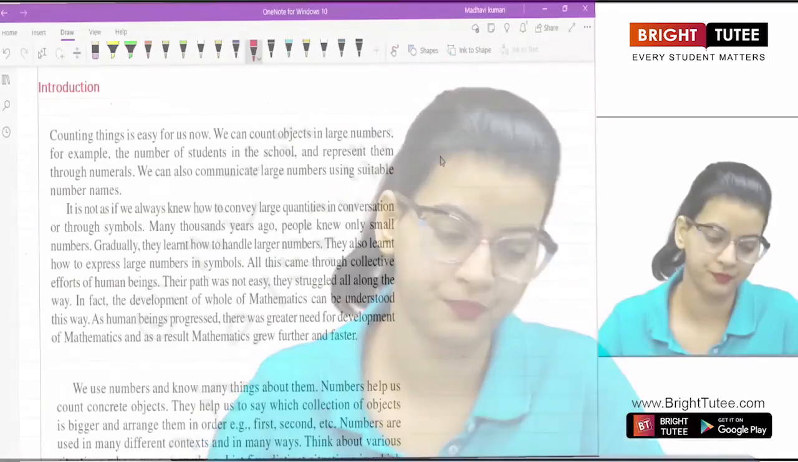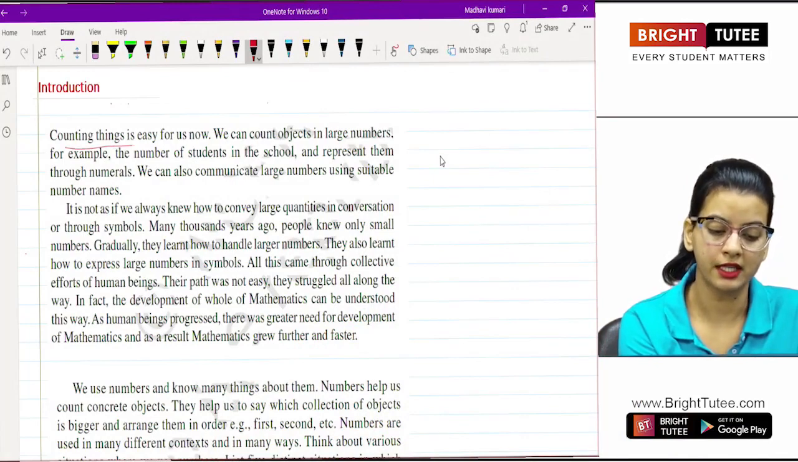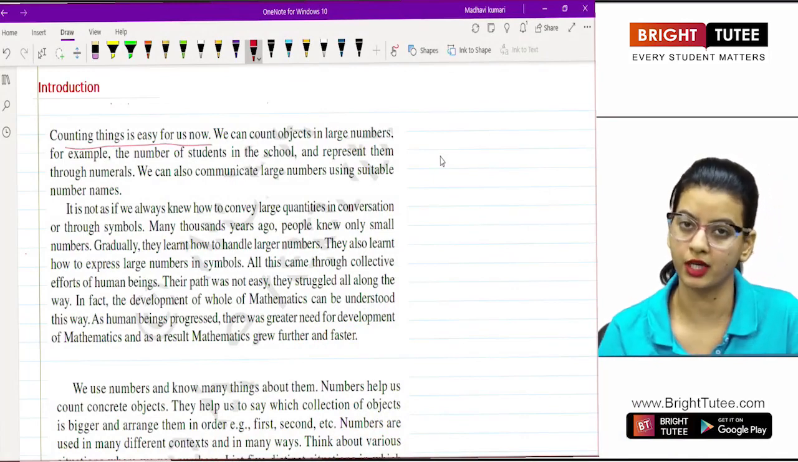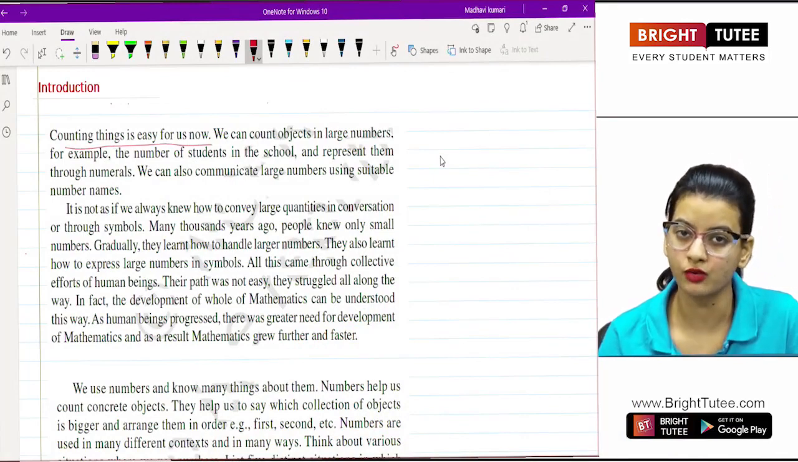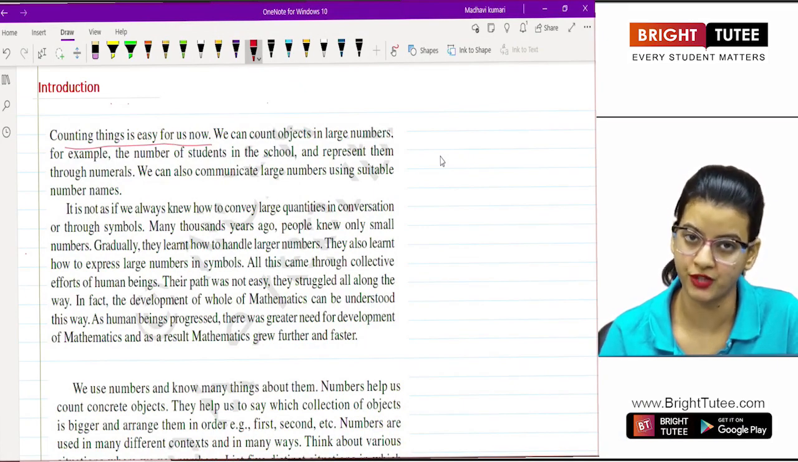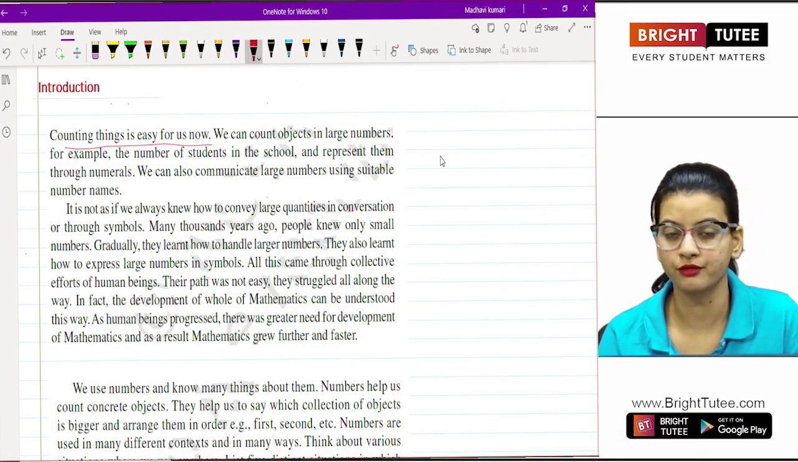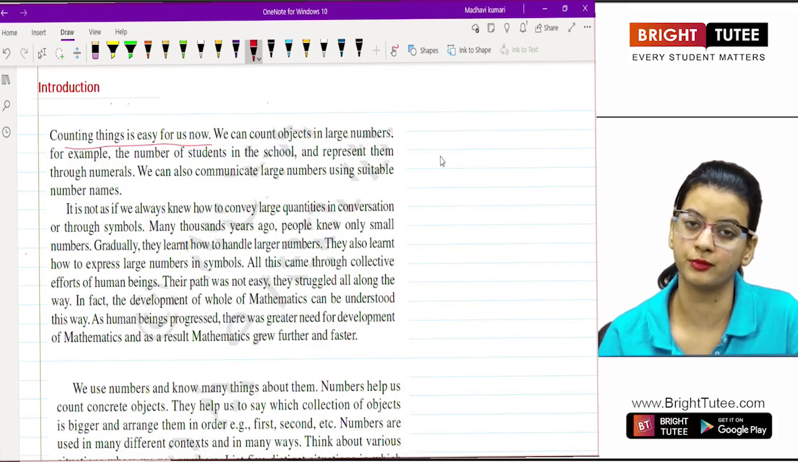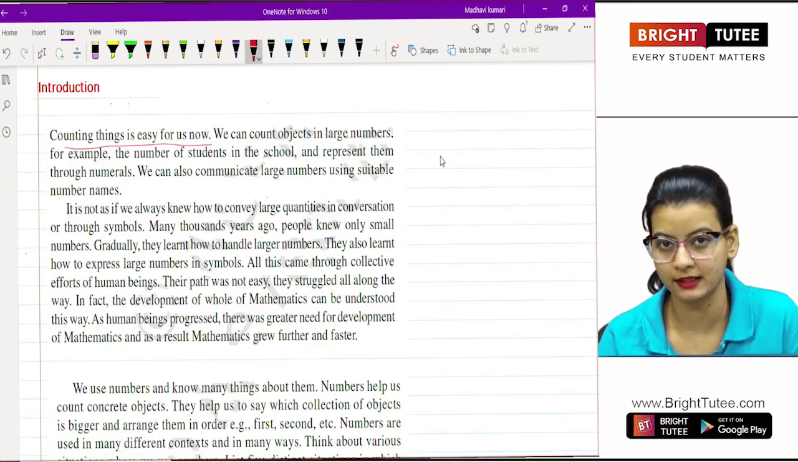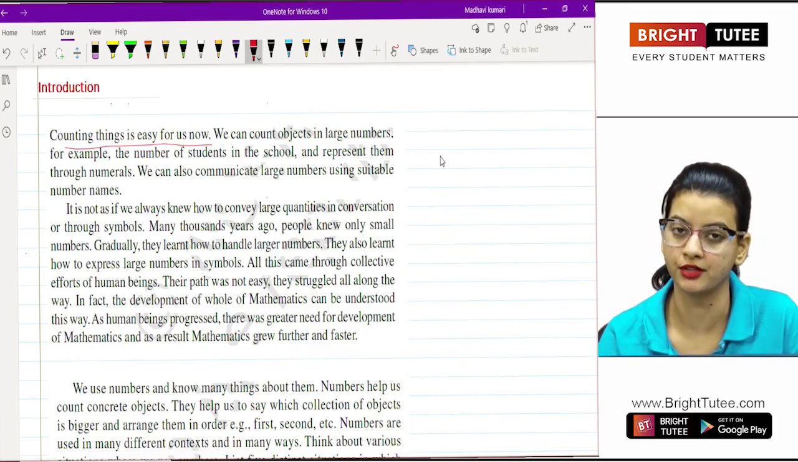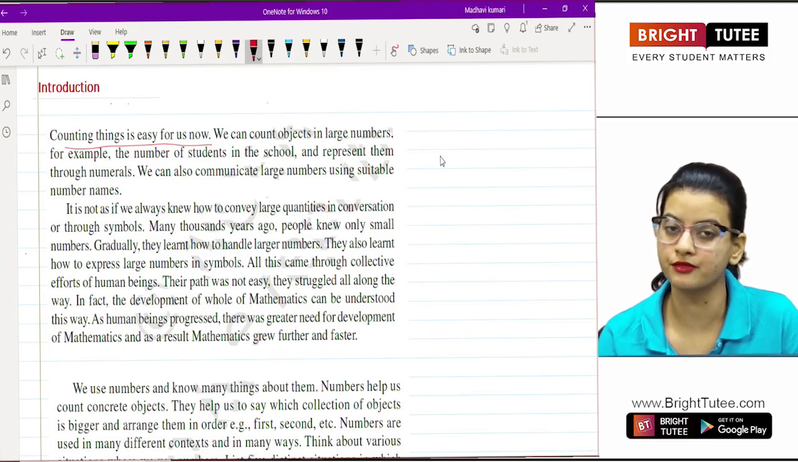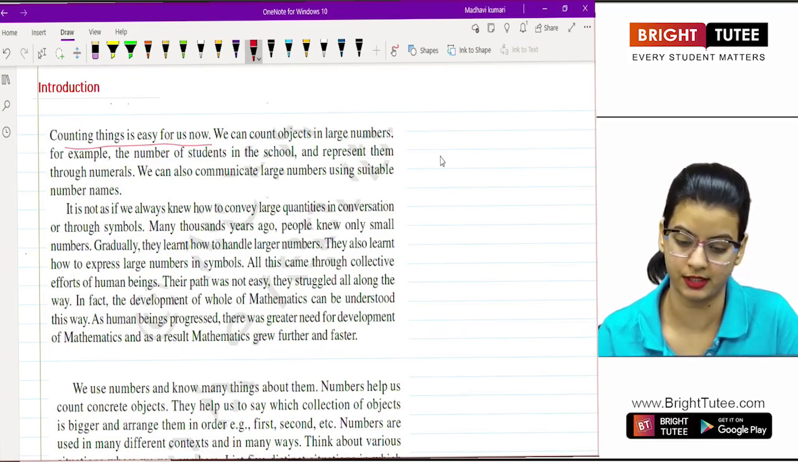Hello students, today we are going to start a new chapter in grade 6 mathematics, that is Knowing Our Numbers. So let's start with the chapter. Now, counting things is easy for us. Nowadays, counting the number of books kept on the table, or the population of our country, has become very easy for us.